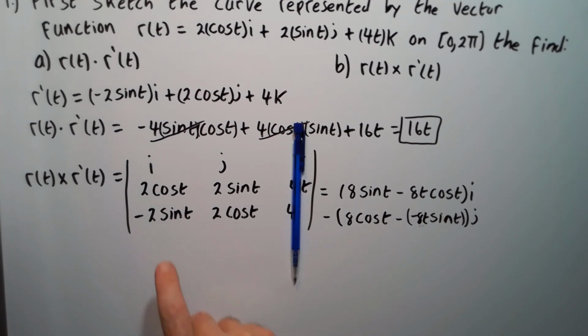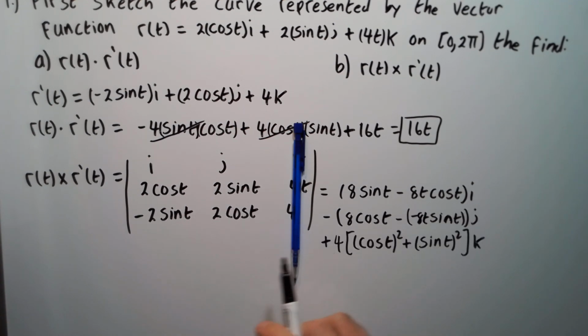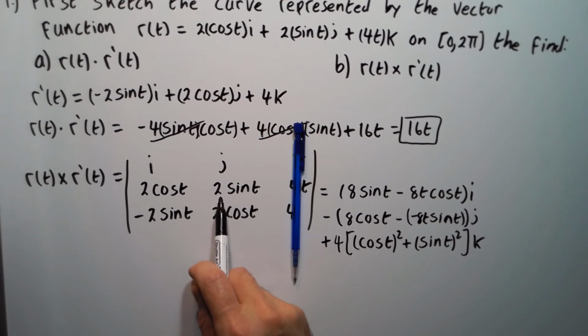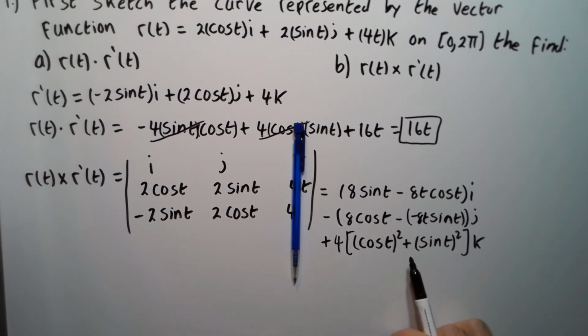Let's do the k component next. So k component would be 2 cosine times 2 cosine minus 2 sine t times minus 2 sine t. Let me write that here. Okay, then we can pull 4 out of these, and you can check it's just going to be cosine squared plus sine squared, because you'll have minus 2 sine times minus 2 sine here. That's how we get the sine squared also. So this is going to be 1, the cosine squared plus sine squared. So let me write the simplified answer down here.